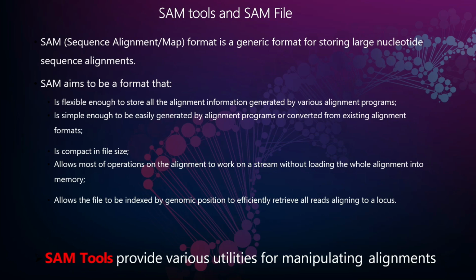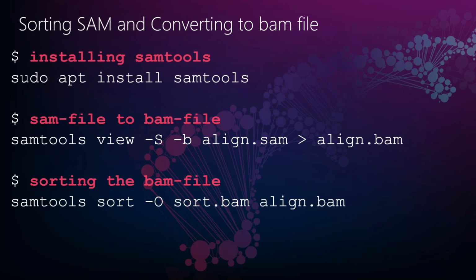So SAMtools provides various utilities for manipulating alignments into other types of alignment format, for example, BAM format. SAM is a human readable format. Humans can read that format and understand it. But BAM is the binary alignment map, so BAM doesn't contain that kind of information. For example, if you create a BAM file, you can't visualize it. You can't see it. BAM file is just like that.